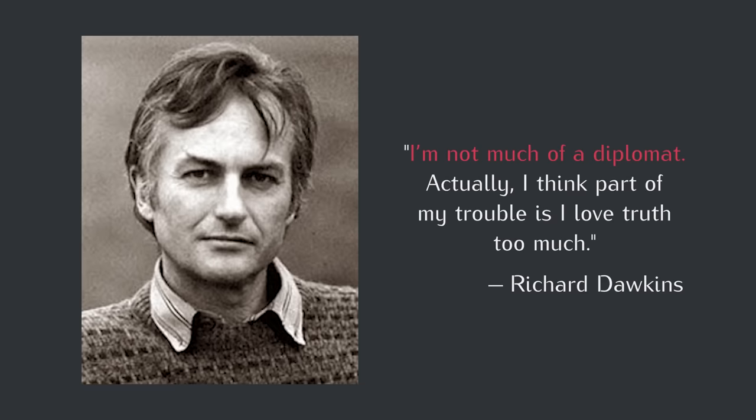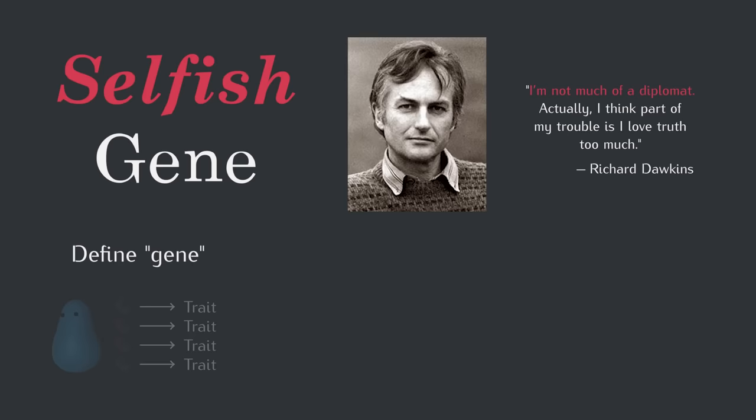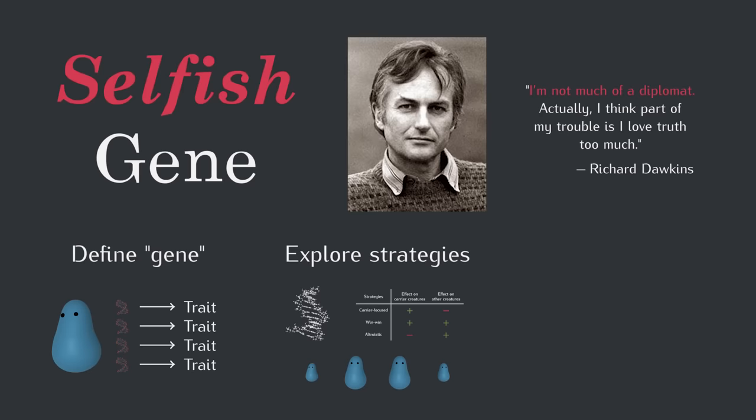To try to overcome some of that baggage, we're going to take it slow and analyze this term, selfish gene, in three parts. In the first part, we'll work up a definition of the word gene so we can agree on exactly what it is we're calling selfish. In the second part, we'll look at what kinds of strategies a successful gene might have. Spoiler alert, not all the strategies end up producing creatures that are selfish. And that's actually where this video will end.